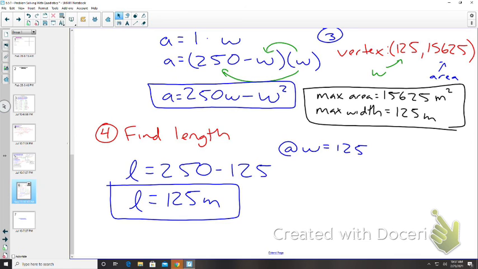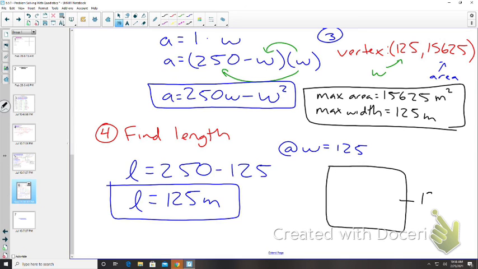So if we have a width of 125 meters and a length of 125 meters, what shape do we have? A square. Good. And if I put those lines up, that means that they are all equal. So this is the shape that would result in the maximum area.